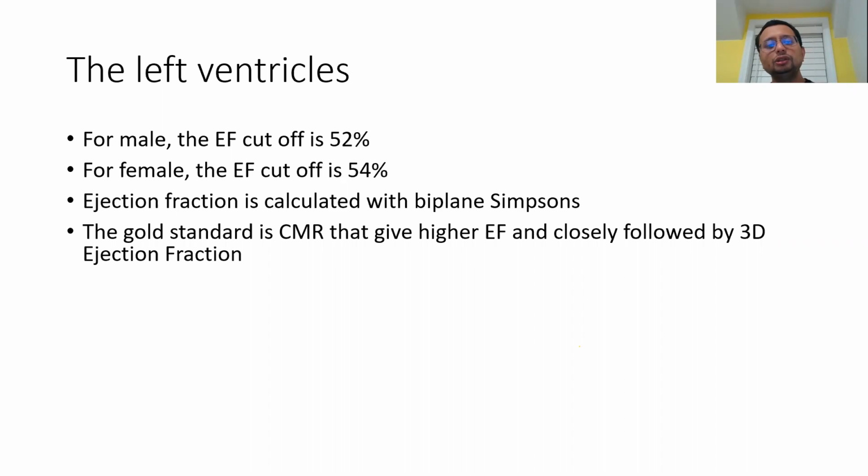However, ejection fraction is not the gold standard. See, echo is not the gold standard. The most accurate one, the gold standard, is cardiac MRI. Okay, and cardiac MRI is the gold standard. 3D echocardiogram is also good. It is almost as good as cardiac MRI, but we do not have easy access to 3D echocardiogram. Okay.